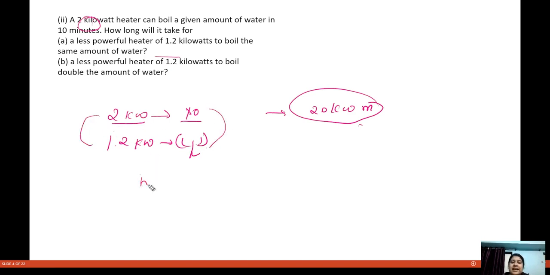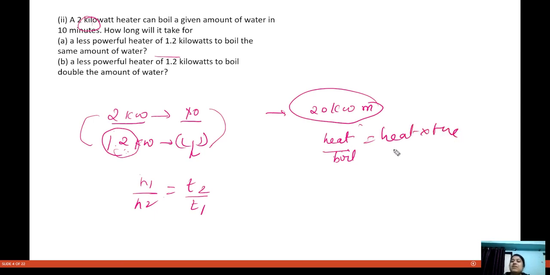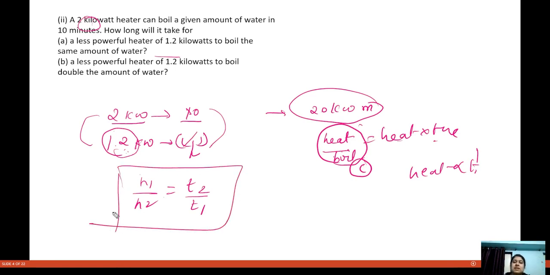H1 by H2 is equal to T2 by T1, because this will take longer time. This means it is inversely proportional, because heat required to boil the water is equal to heat into time. So when this heat required is constant, then the heat rate and time are inversely proportional. You can use this method also. So H1 by H2 is equal to T2 by T1.